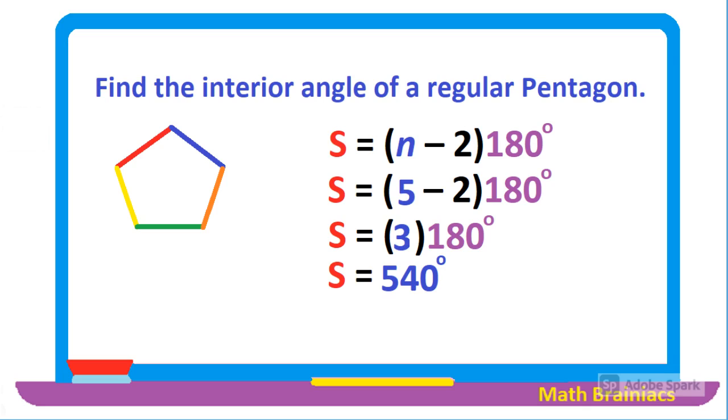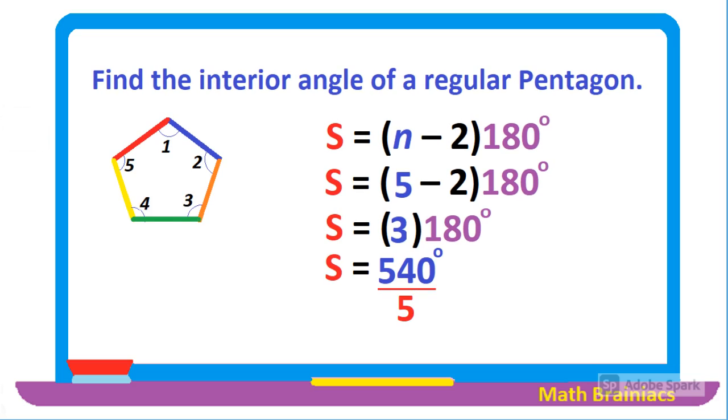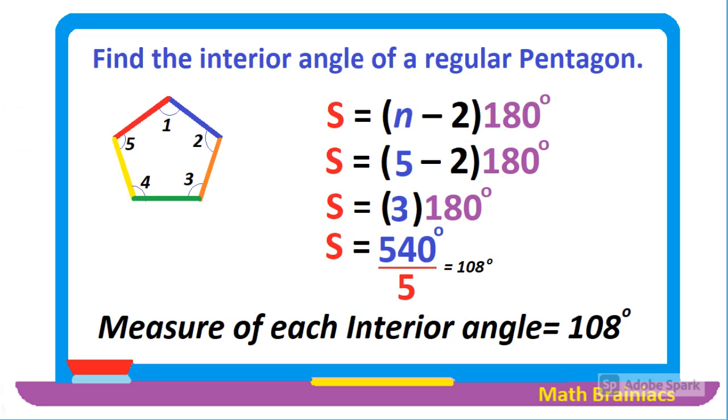However, we need to find each of the interior angles of the regular pentagon, not the sum. Since the regular pentagon has 5 equal interior angles, we're going to divide the sum by 5. Therefore, 540 divided by 5 will give us 108 degrees. Accordingly, the measure of each interior angle is 108 degrees.